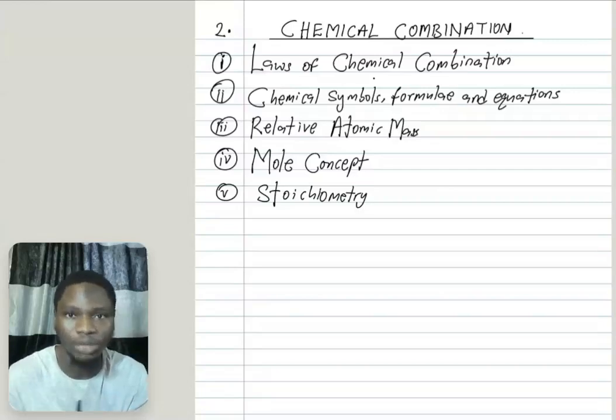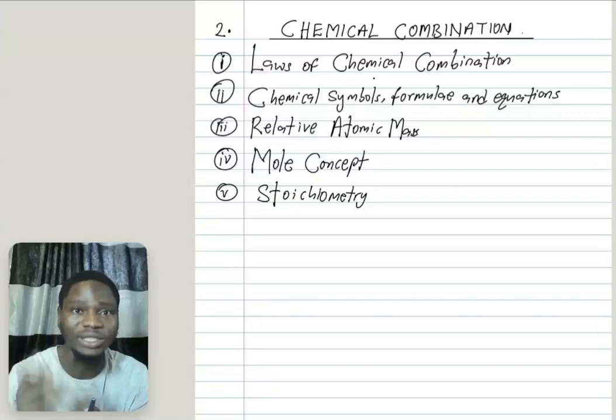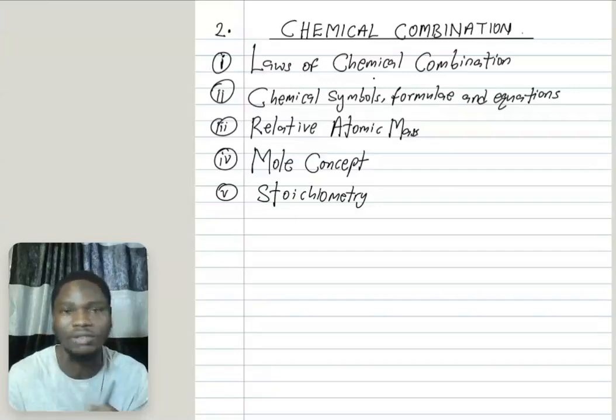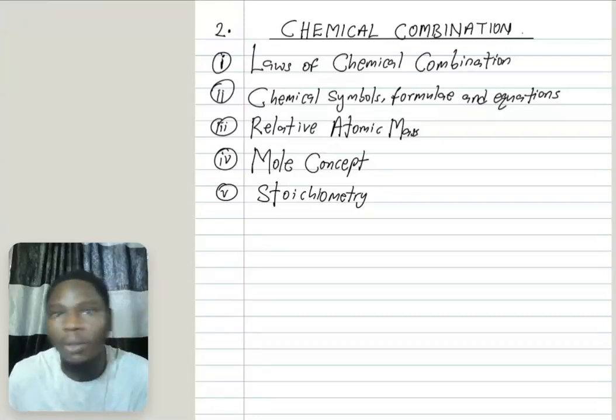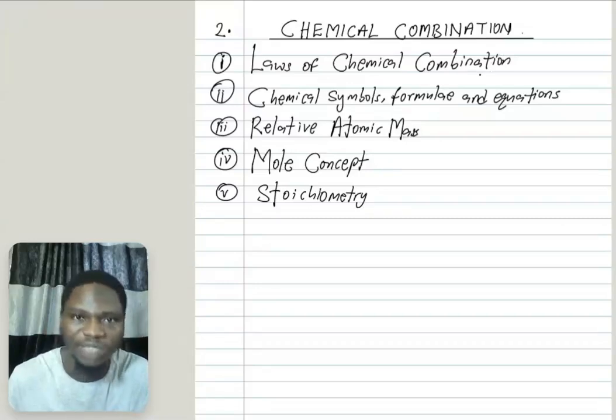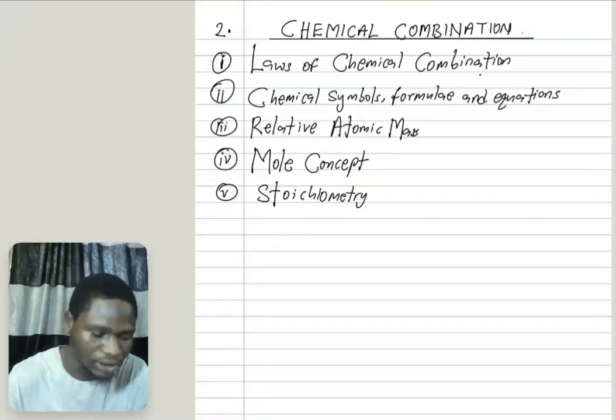There are 4 in number, but in this video we are studying 3. 3 are most important for us to study at this level. So the first one we have is the law of conservation of matter. The second one is the law of definite proportion, and the third one is what? Law of multiple proportion. We are going to be studying that in this video.